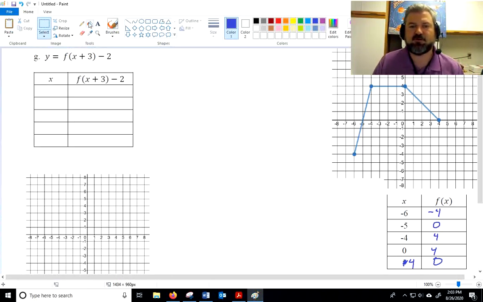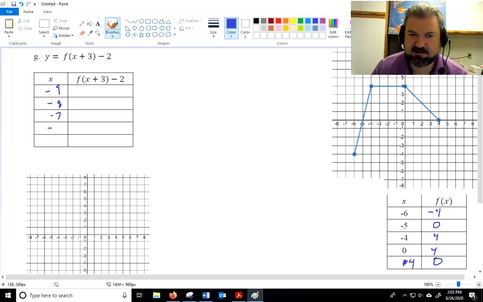So in this one here, hopefully you realize that we're going to be moving the x coordinates to the left 3 because it's opposite. So this will be a negative 9. This will be a negative 8. This will be a negative 7. This will be a negative 3. And this will be a positive 2. And then the y coordinates are going to be shifted down by 2. So it'll be a negative 6, negative 2, 2, 2, negative 2. So negative 9, negative 6.